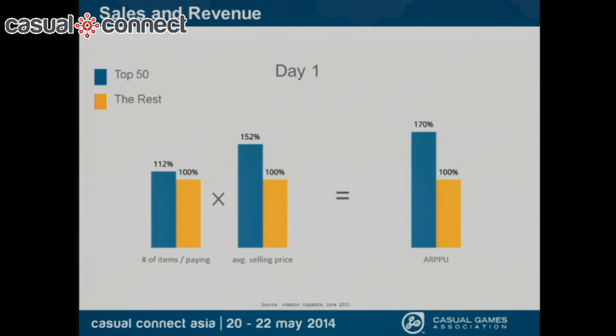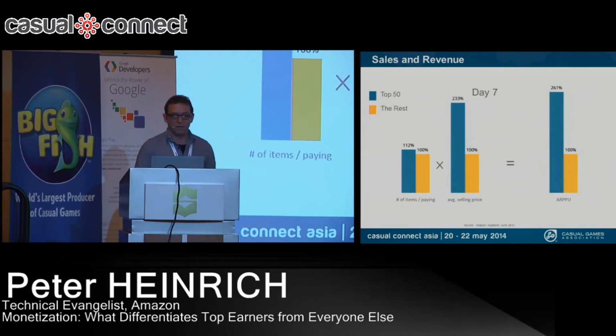On day 1, this just grows even more. So now we're looking at an average selling price 52% higher. 3 days later, now it's almost double. So the total RPPU, which is the average revenue per paying user, is 93% higher than the rest. After 1 week, I mean, this is crazy, right? 261% of the baseline for the rest. What exactly are they doing here? They're basically making 2.5 times as much as everyone else.